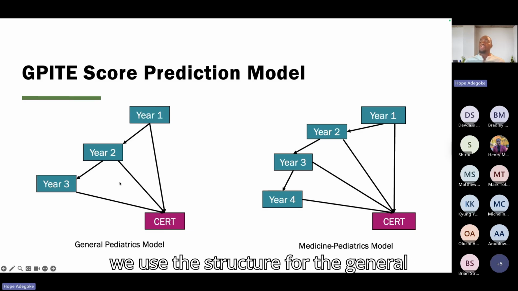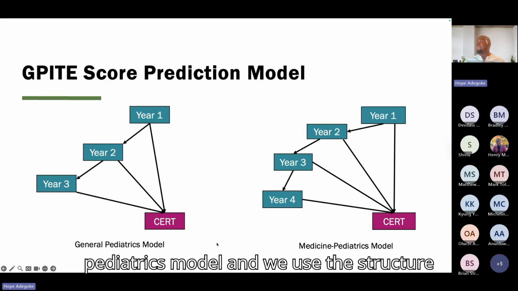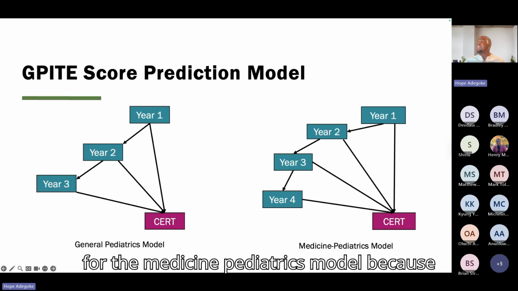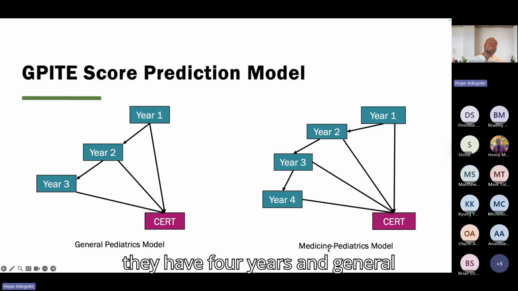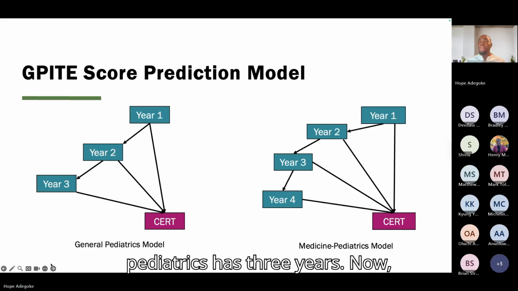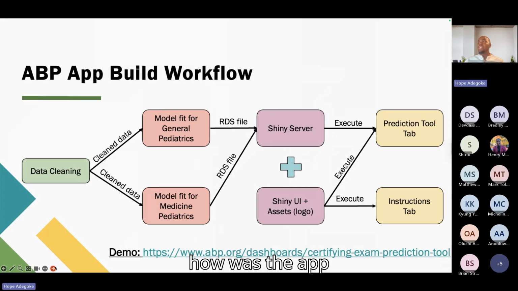So we use this structure for the general pediatrics model, and we use this structure for the medicine pediatrics model because they have 4 years and general pediatrics has 3 years. Now, how was the app built?